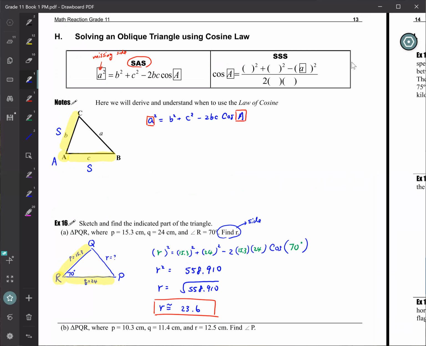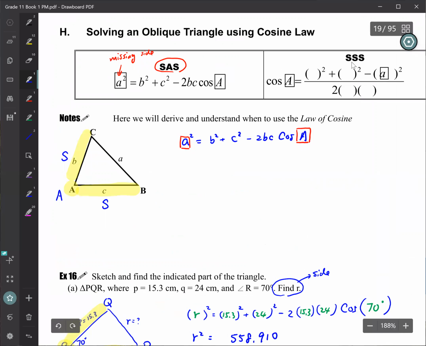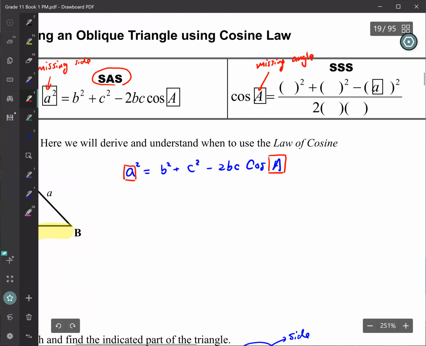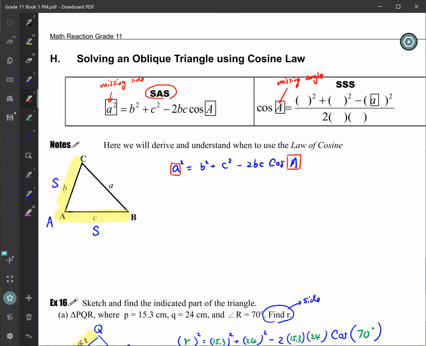The second formula actually came from the first one. Okay, so all we need to do is to isolate the angle. So you can see from here, cosine angle A. This is the missing angle. Okay, let's write that down. Missing angle. Okay, so you will use the first formula if you want to find the side. You will use the second one if you want to find the angle.